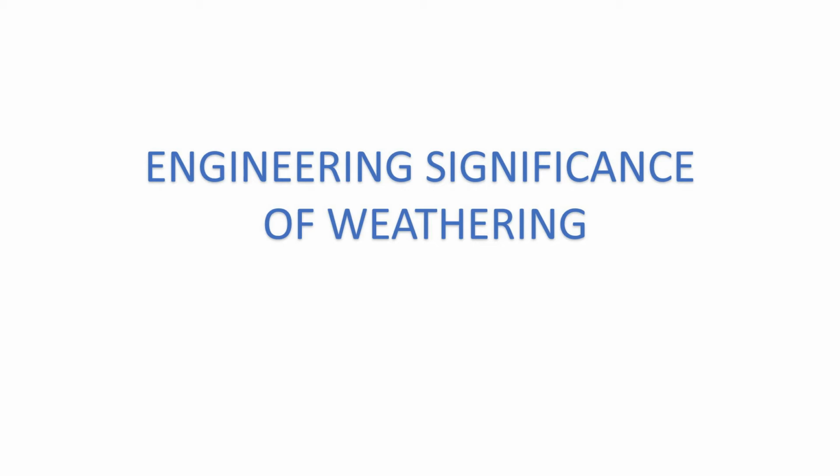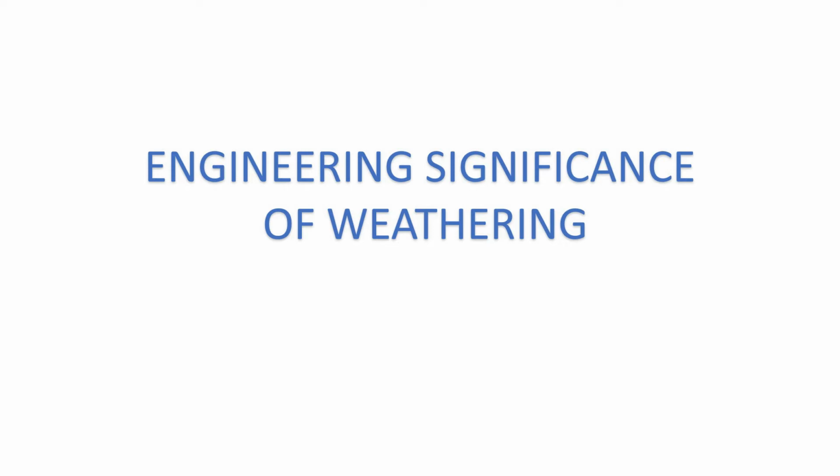Dear students, so far we have seen what weathering is, and the types of weathering, like mechanical weathering, chemical weathering, and biological weathering, and in detail we saw all types of weathering. And now we will deal with the engineering significance of weathering. Why should civil engineers have a thorough knowledge about weathering?